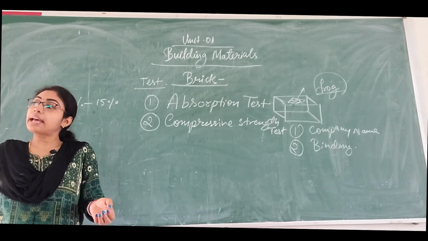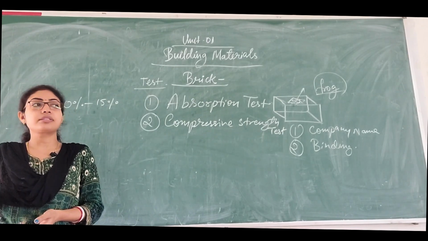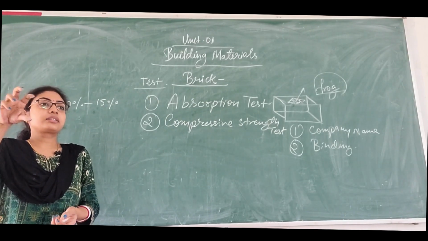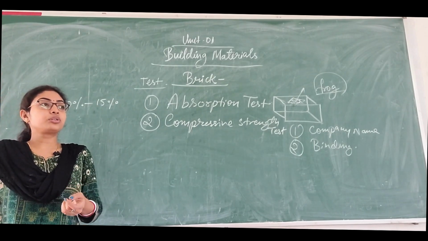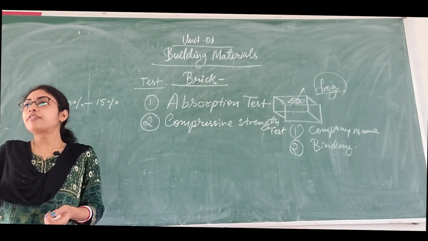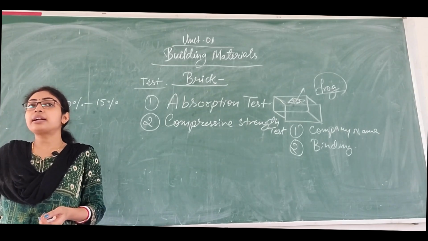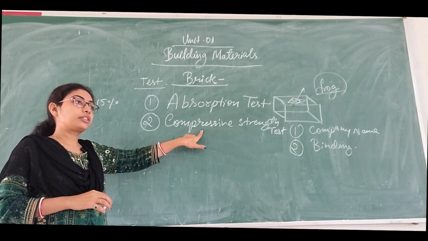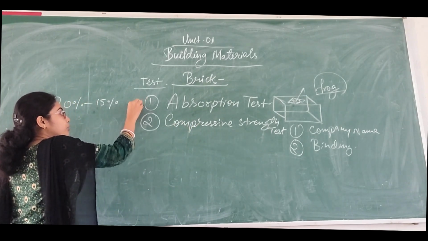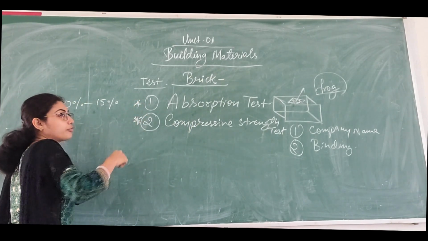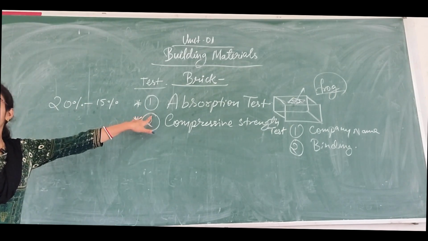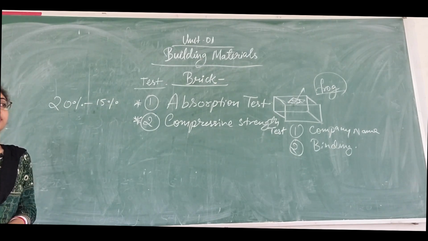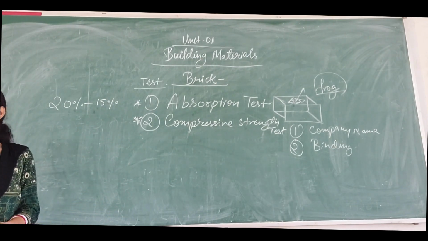If there is a load exceeding the limit, what will happen? The structure fails. You have seen in the news that this bridge failed, this dam failed, because the load exceeded its limit. So we need to test the compressive strength of bricks. These two tests are the basic tests of bricks, which require machines and instruments. The rest you can test physically, directly here in the class only.